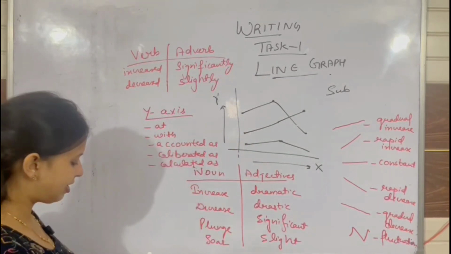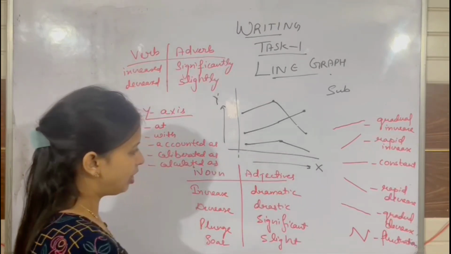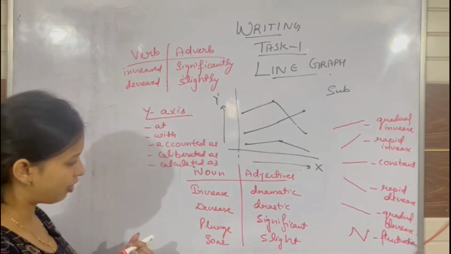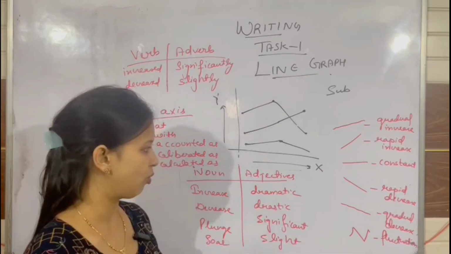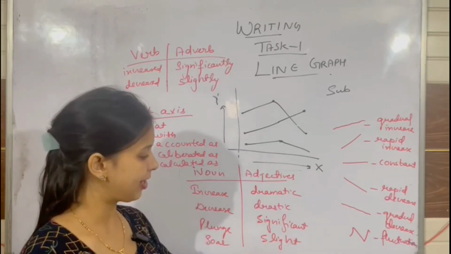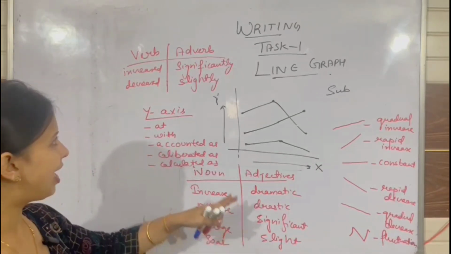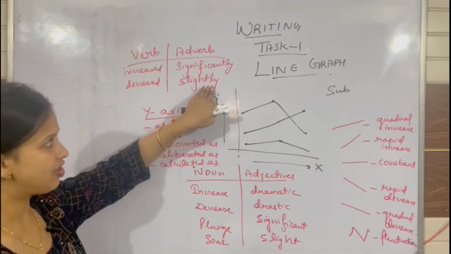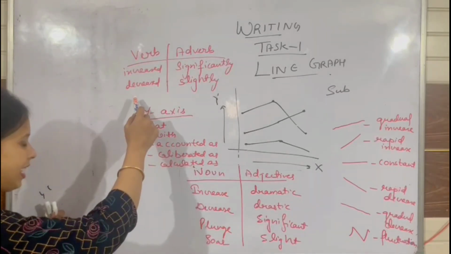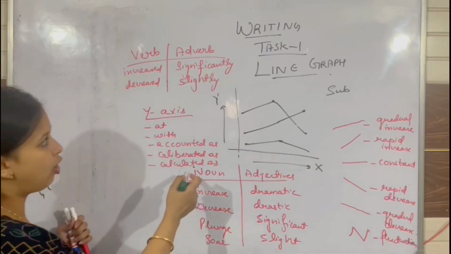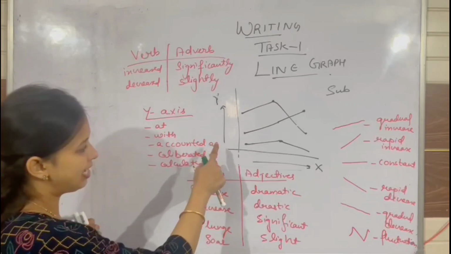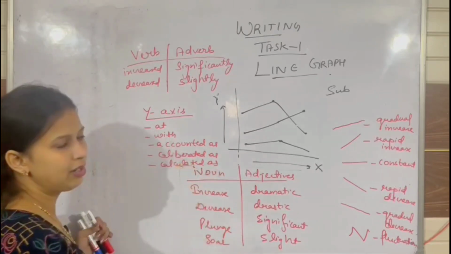If I talk about the things that we use, we use nouns and adjectives, and the combination of noun with adjective. So we have increase, decrease, plunge, and soar. The adjective forms are dramatic, drastic, significant, and slight. If I put -ly, it becomes significantly, drastically, slightly, dramatically. Verbal forms are increased, decreased. If we want to write data of the y-axis, we can write at, with, accounted as, calibrated as, calculated as.